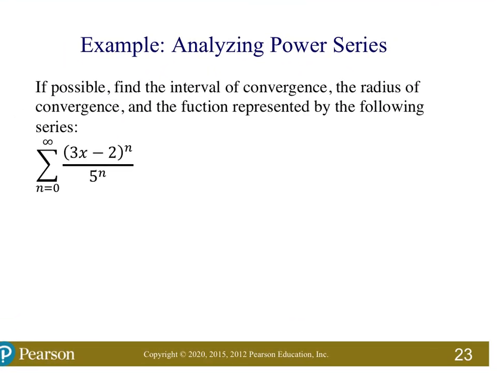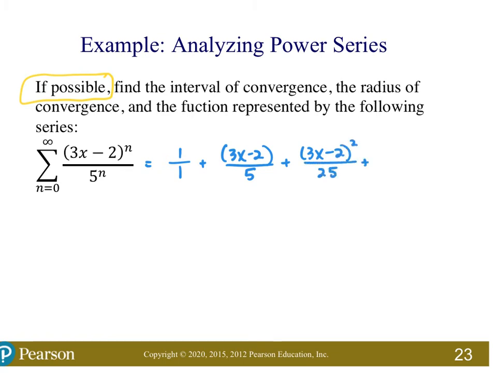So if possible, find the interval of convergence, the radius of convergence, and the function. Again, if it's possible, that is assuming it's a geometric series. So it's got to be geometric before you can move on and find all of these things. So if we plug in 0, we're going to get 1 over 1. If we plug in 1, we'll get 3x minus 2 over 5. And then 3x minus 2 squared over 25, etc. So my r is 3x minus 2 over 5.